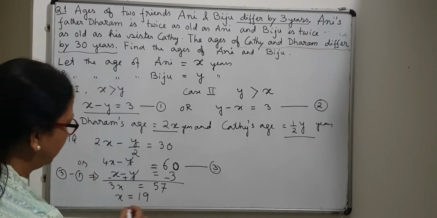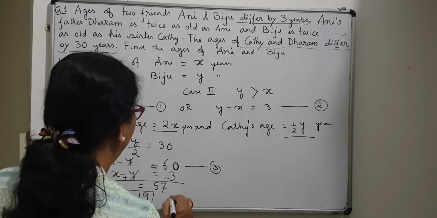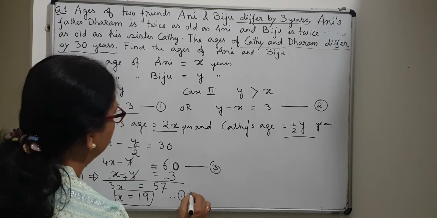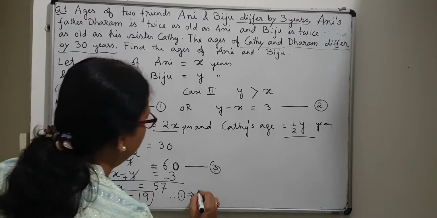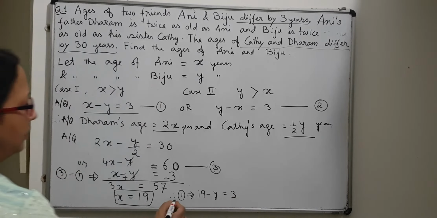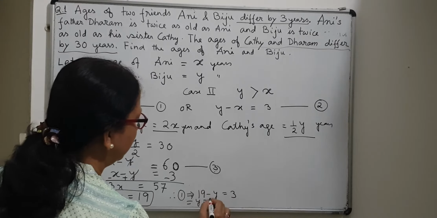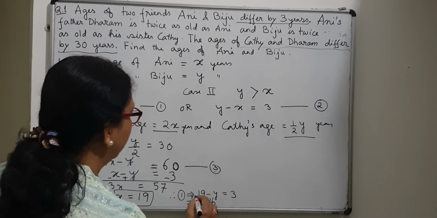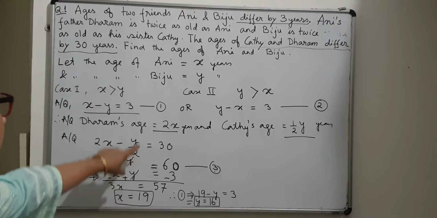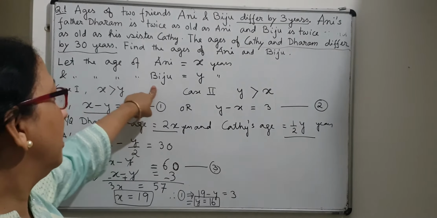So I got the value of x: 19. X is 19. So therefore, what will be y from equation 1 only? I can get the value of y. Equation 1: x minus y is 3. So x is your 19, 19 minus y is 3. So that will give you the value of y, go to that side, 19 minus 3 is 16. So this is one set of answer, that is x is 19 means age of Annie is 19 years and y is 16 means age of Biju is 16 years.